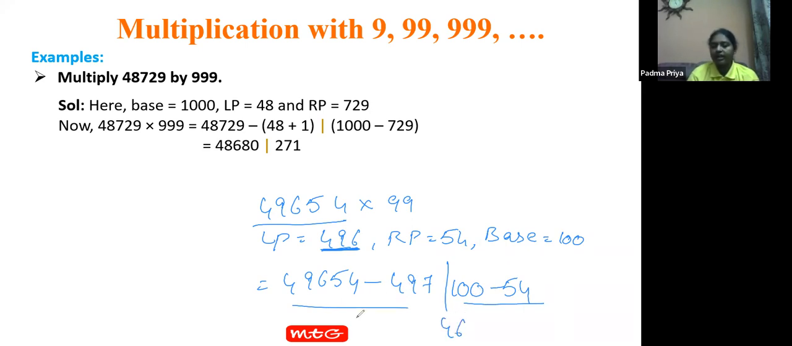Here you get 46, and this subtraction you can do it like this. Left to right subtraction I have taught. See, children, whoever has forgotten left to right subtraction, see here. You can easily do it.